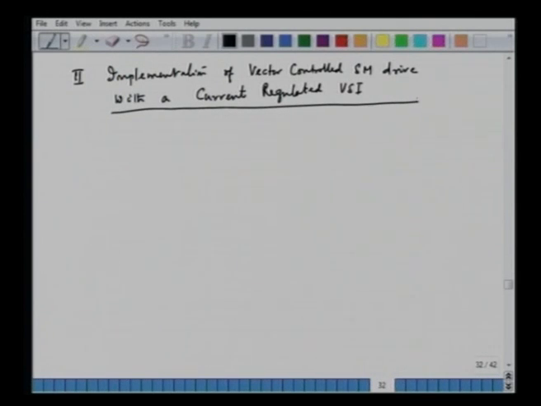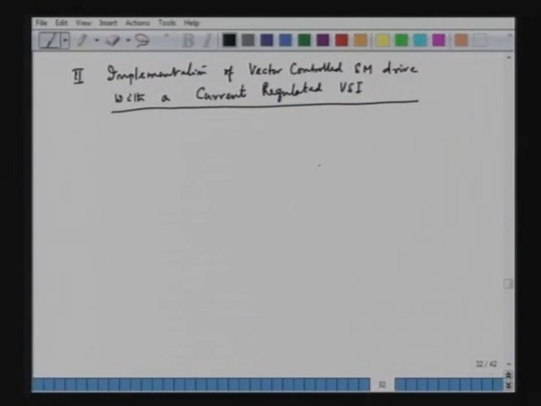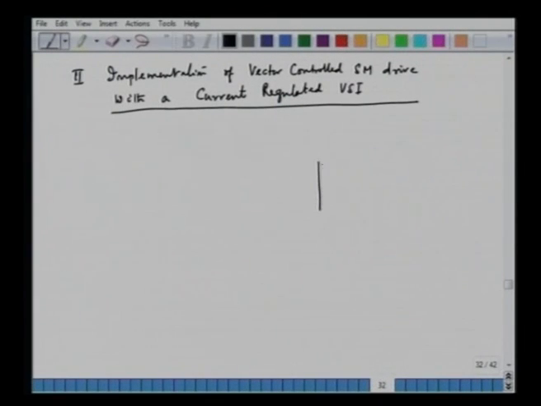Now, this drive is popular for medium power application, not for very high power application, because this involves a PWM voltage source inverter, and here the PWM frequency is expected to be in the range of few kilohertz to achieve good current regulation. So, this drive is suitable for low to medium power application up to a few hundreds of kilowatt, not in the megawatt range. So, what we have here, we have a CR PWM VSI.